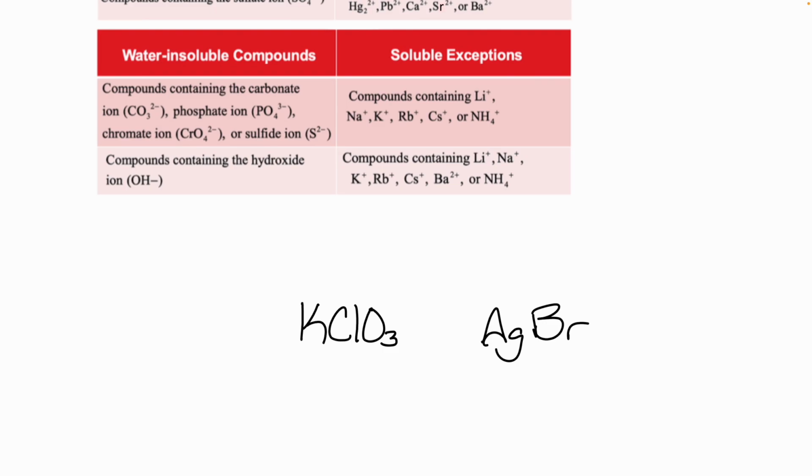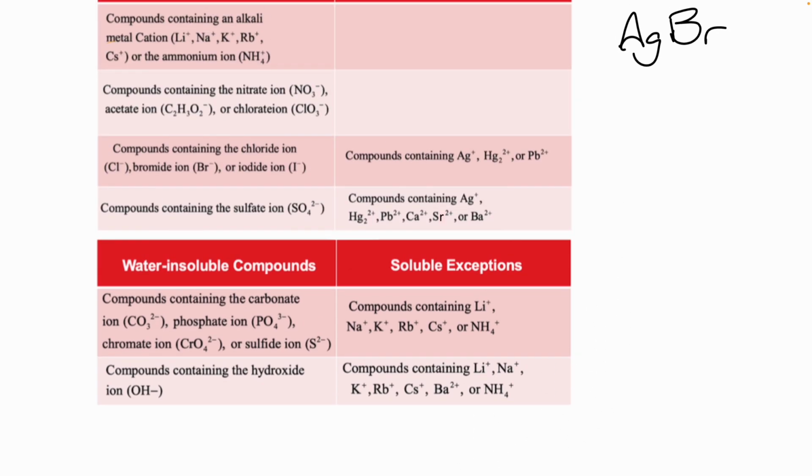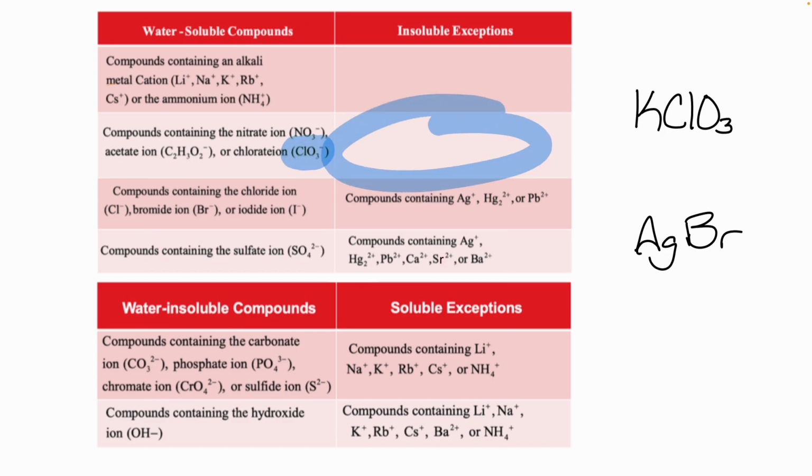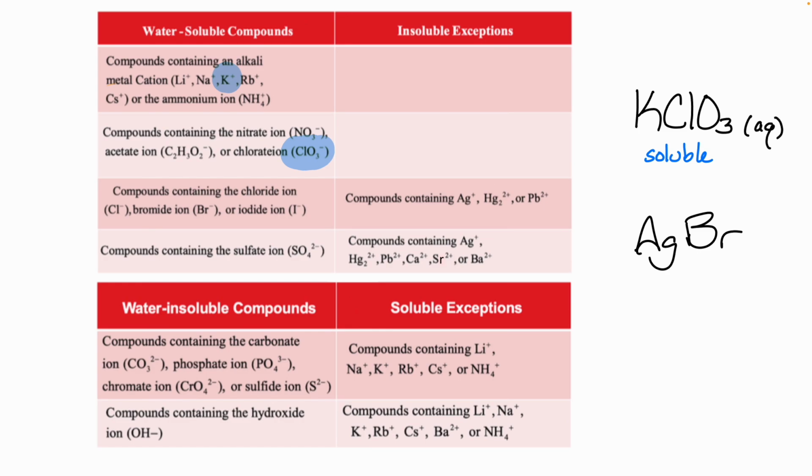I'm going to look up these two here. Potassium chlorate, soluble or insoluble? Soluble. Turns out that all chlorates are soluble, so are all potassiums. So what would be my states of matter on that one? AQ. And what about the silver bromide? Bromides, most of them are soluble unless they're paired with silver, mercury, or lead. So this is one of my insoluble exceptions.